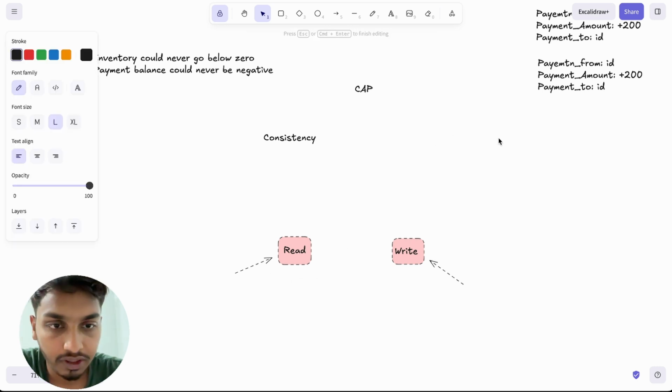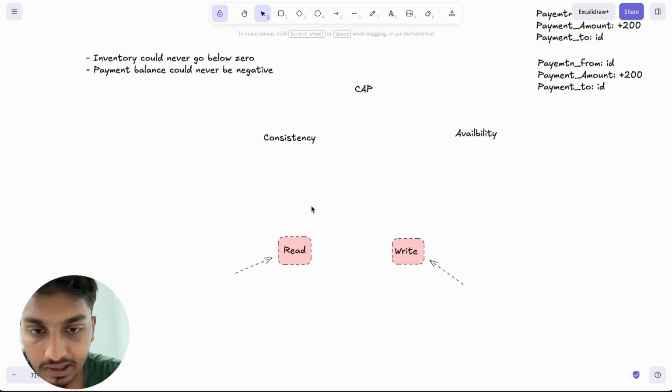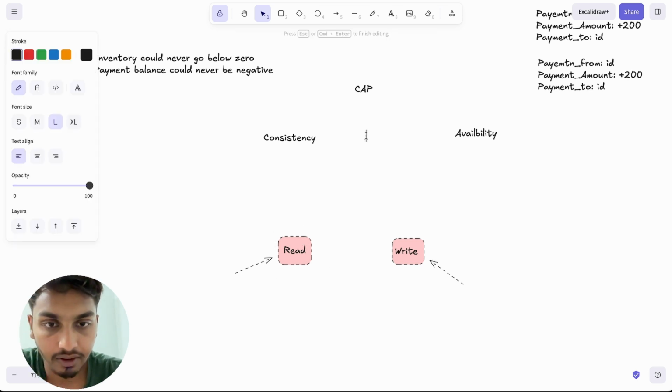A in the CAP theorem stands for availability. So some databases, like NoSQL databases, trade off consistency for availability. They prefer that read endpoints should always be available. And P stands for partition tolerance.